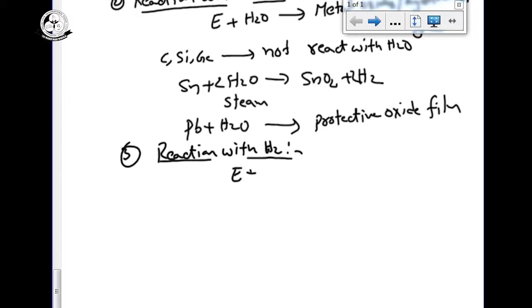Any element reacts with hydrogen to give the corresponding hydrides. Moreover, all these hydrides are generally covalent in nature. For example, carbon reacts with hydrogen to form carbon hydride, that is CH4.